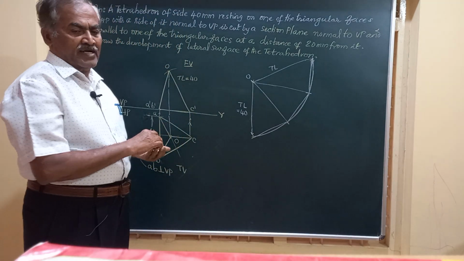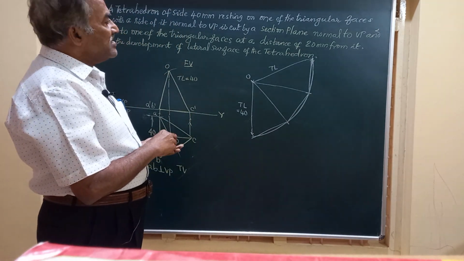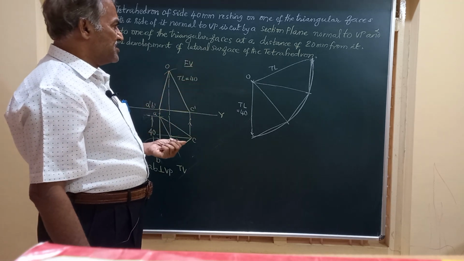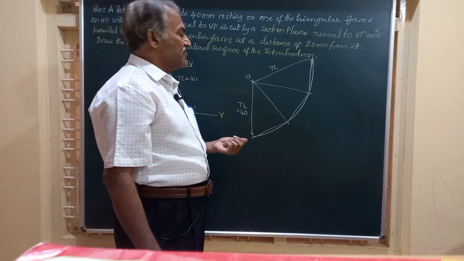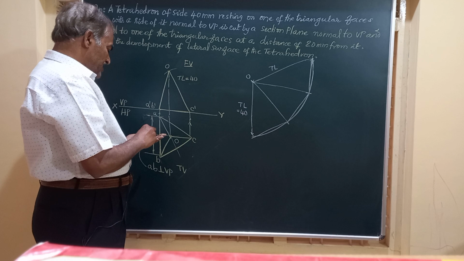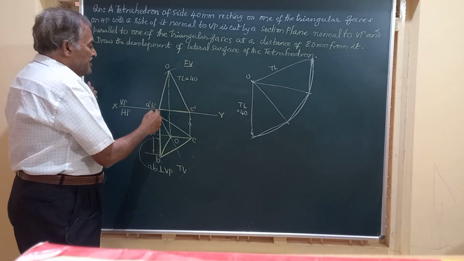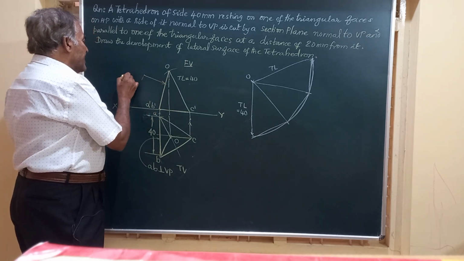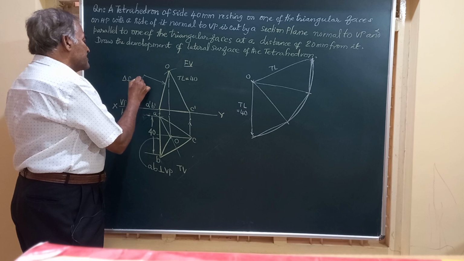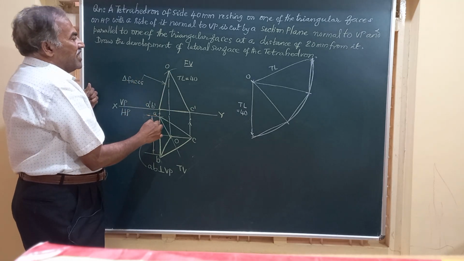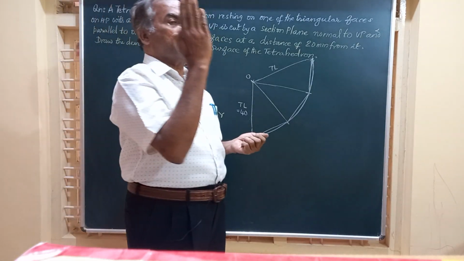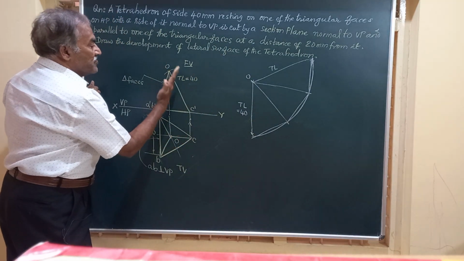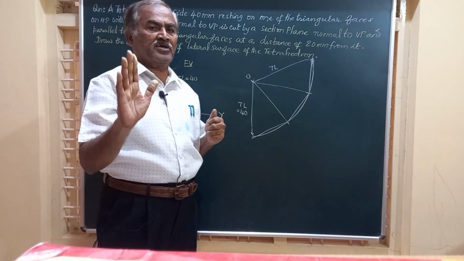Now friends, let us mark the section plane. It cuts the tetrahedron with a section plane normal to VP and parallel to one of the triangular faces at a distance of 20 millimeter from it. Friends, in the front view, the line O dash A dash B dash represents one of the triangular faces. There will be three triangular faces and it is one such. And the section plane is perpendicular to VP or normal to VP. Any section plane perpendicular to VP is seen as a line in the front view.